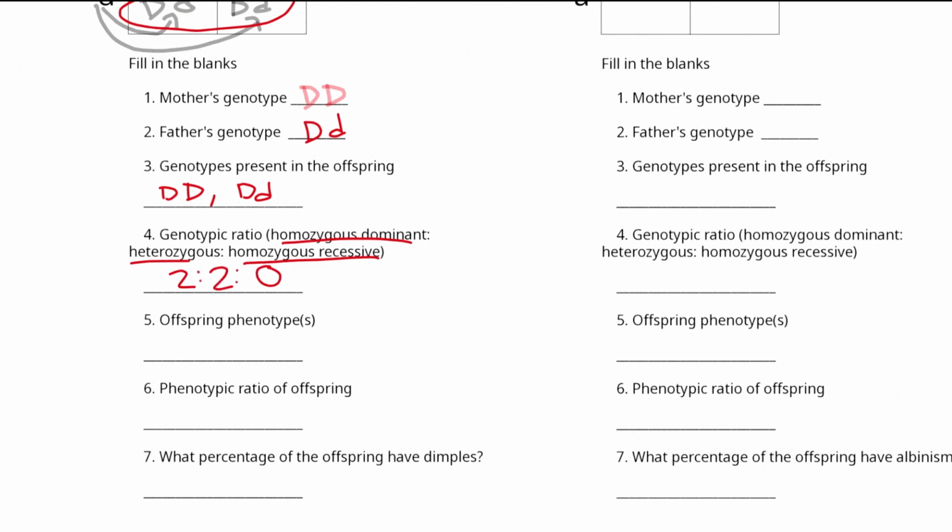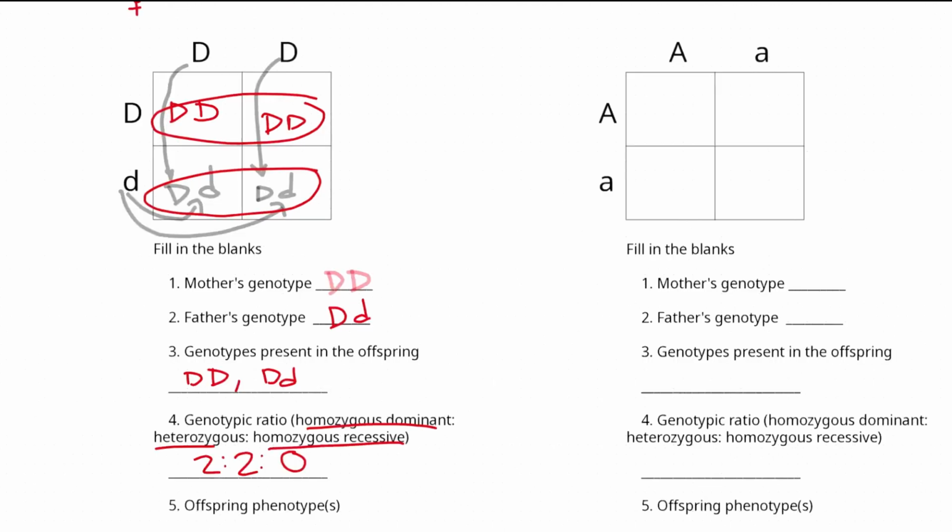The offspring's phenotype, and this goes back to what we covered earlier. There is only one capital D needed in order for the individual to have dimples. And all of the offspring, if we take a look at our Punnett square again, each of them have at least one capital D. So all of these offspring will have dimples.